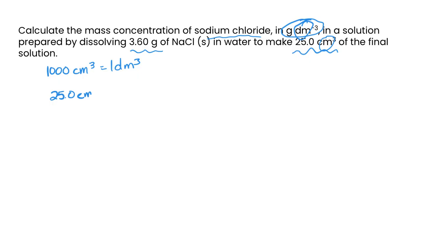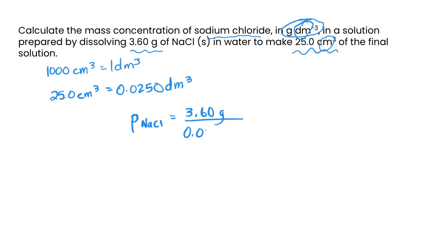25.0 centimeters cubed is the same as 0.0250 decimeters cubed. Now that we've done our conversion, we can set up our mass concentration. The mass concentration of sodium chloride is going to equal our mass of solute, which is 3.60 grams of sodium chloride, divided by the total volume of our solution, which is 0.0250 decimeters cubed.